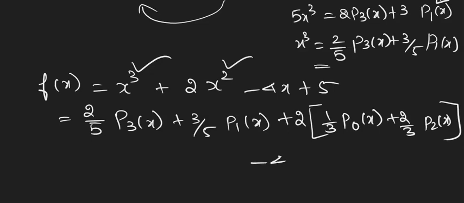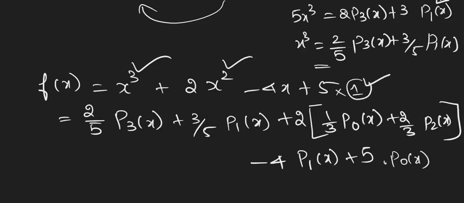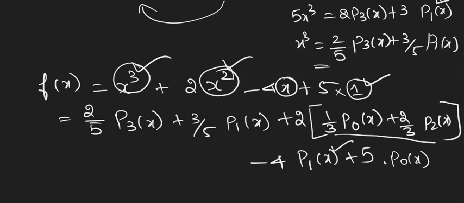Minus 4 into, what you will write as x? P1 of x plus 5 into, it is 1, right? So 1 is always P0 of x. Always write 1 as P0 of x. Always write x as P1 of x. Always write x square as this term. And always write x cube as this term. That's it. Problem may change. These coefficients may change. But this concept will be the same.